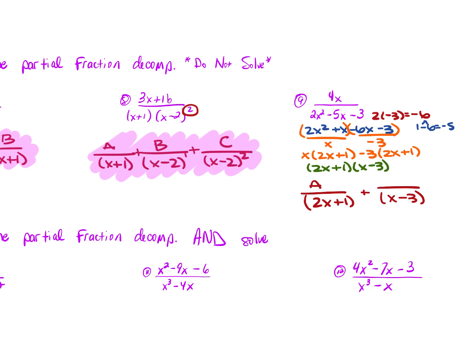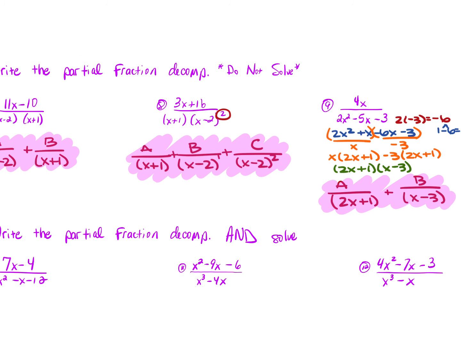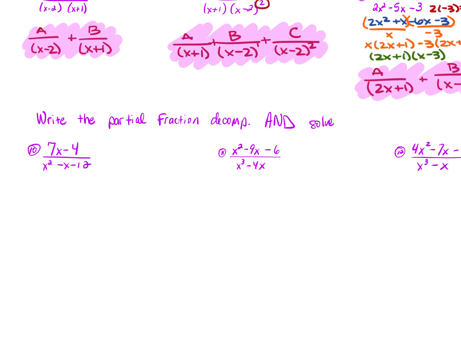And we're just going to have a over 2x plus 1 plus b over x minus 3. For the last part of your review, we are writing the partial fraction decomposition and solving these. So these are going all the way through.